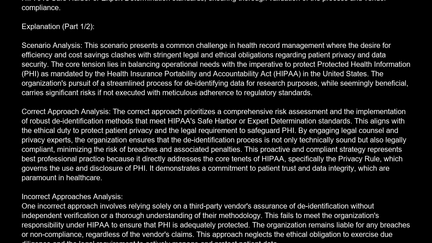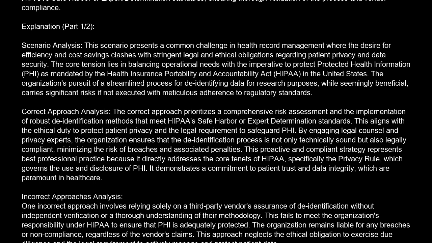The correct answer is C. Engage legal counsel and privacy experts to develop and oversee a de-identification strategy that adheres strictly to HIPAA safe harbor or expert determination standards, ensuring thorough validation of the process and vendor compliance.